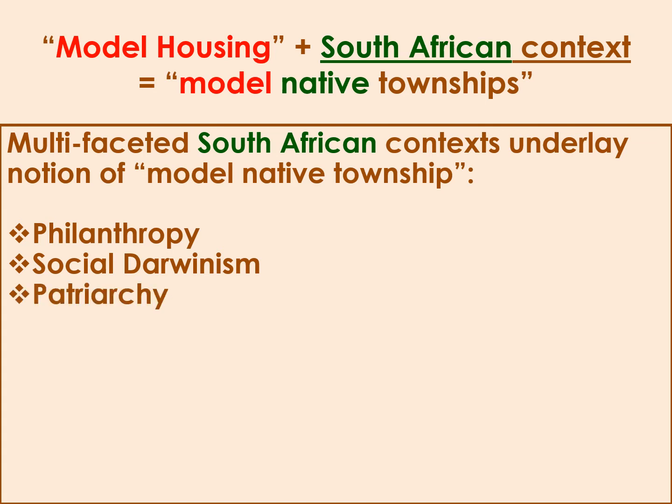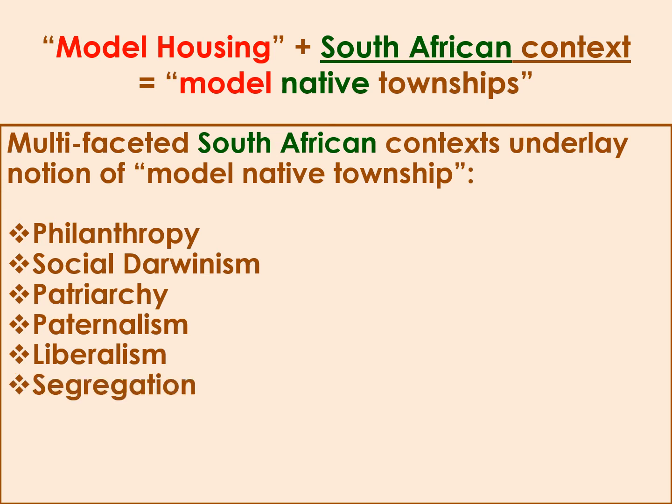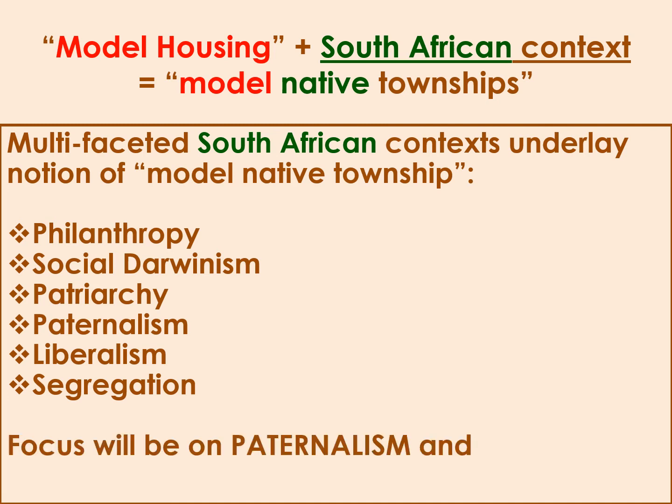These include patriarchy, paternalism, liberalism, which meant at that stage qualified equality and freedom, and segregation, both single-minded and double-minded segregationists. The remaining focus of this presentation will be on the two key concepts of paternalism and segregation, which played a pivotal role in the implementation of model native townships in the first half of the 20th century South Africa.